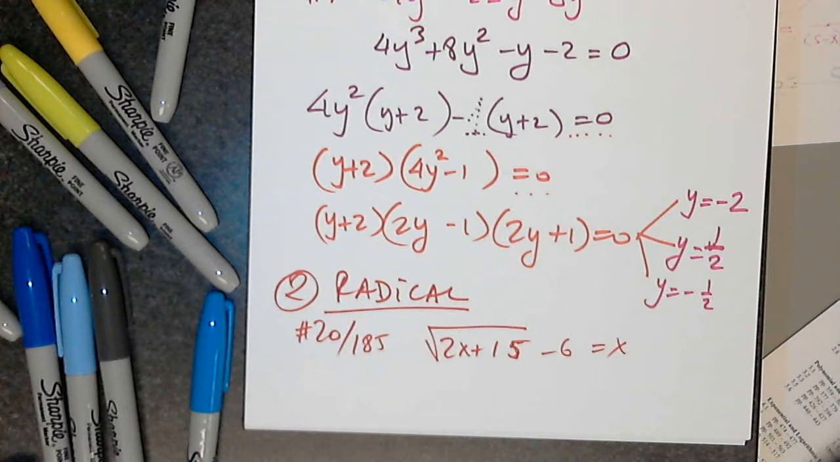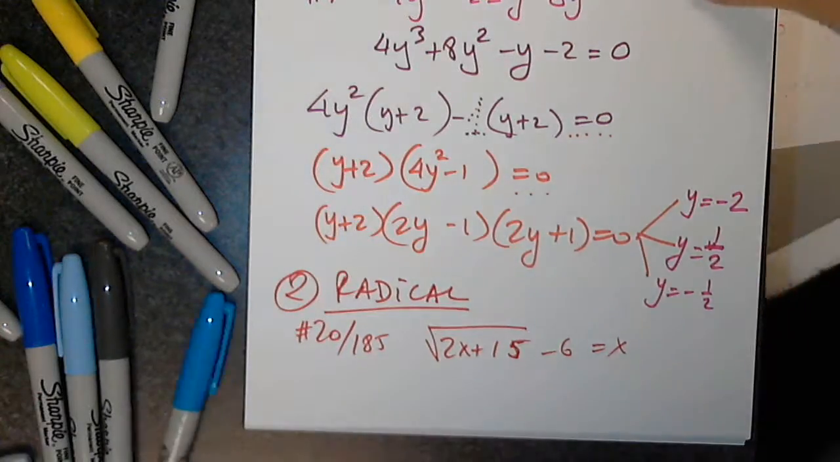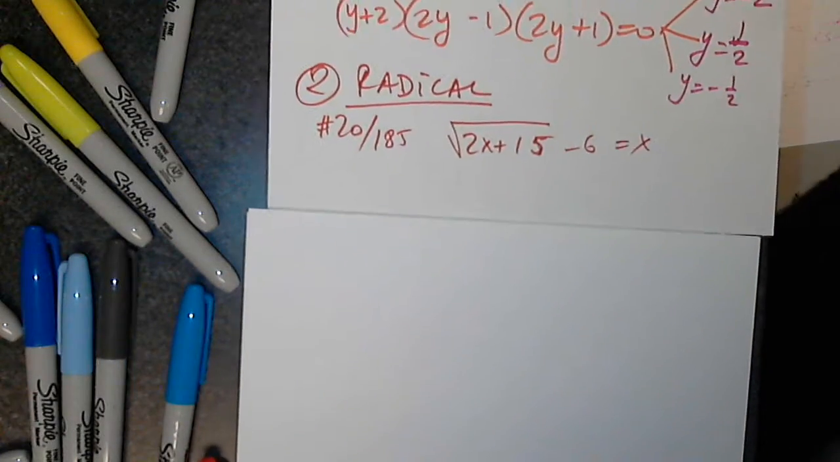Okay, what type of equation is this? Of course. Why? Because it has a radical and it's already written. I agree.